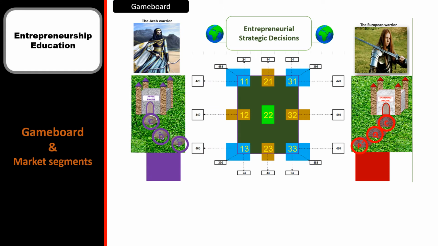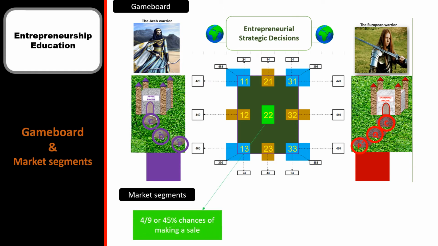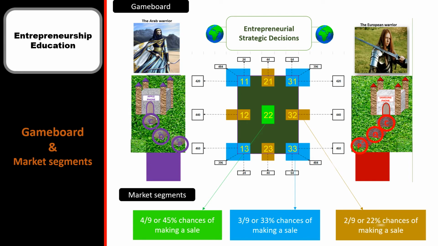This is the game board representing the business environment where the competition takes place with several market segments. The green spot represents 45% chances of making a sale with 4 possibilities of winning a round. The blue spot represents 33% chances of making a sale with 3 possibilities of winning a round. And the gold spot represents 22% chances of making a sale with 2 possibilities of winning a round.